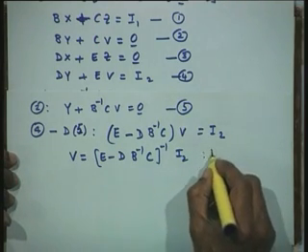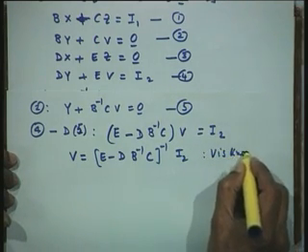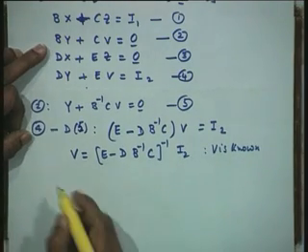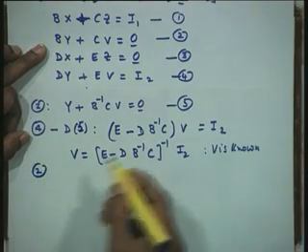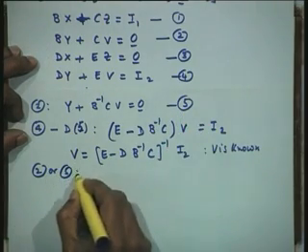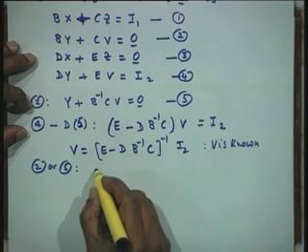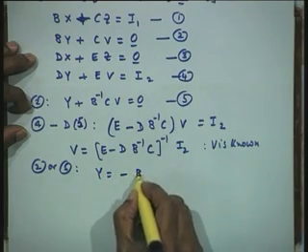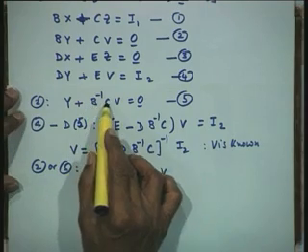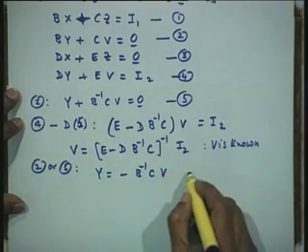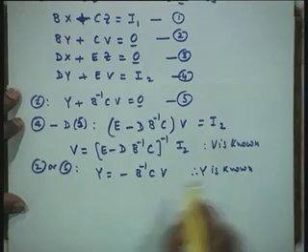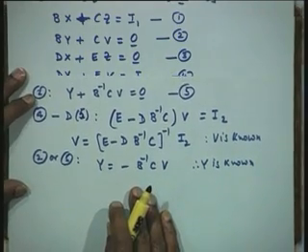Therefore V is known. Now let us go to 2 or 5. Now with V, y is equal to minus B inverse C V. From 5, y is equal to minus B inverse C V, therefore y is known.